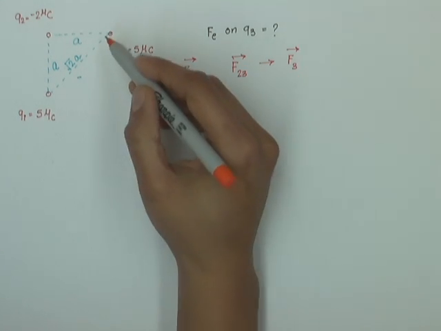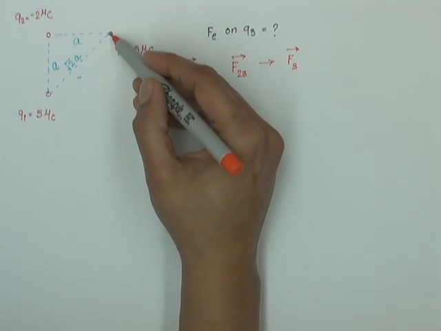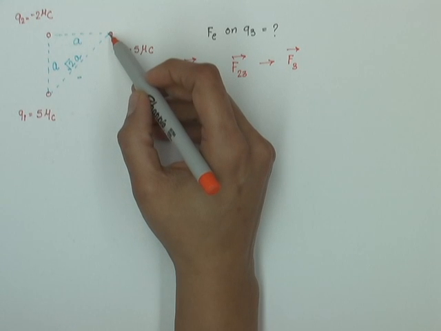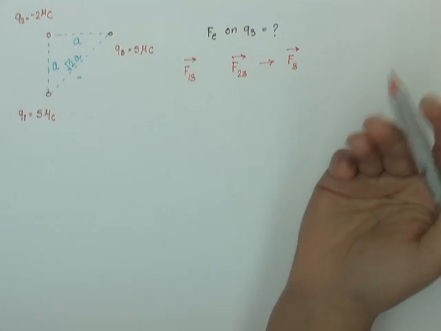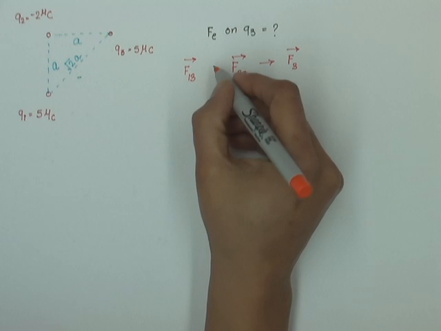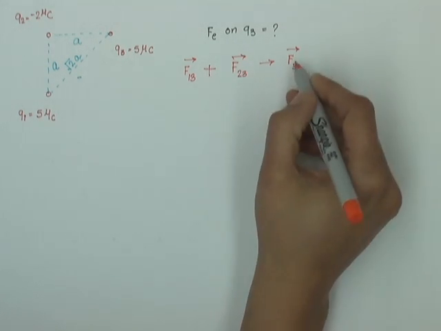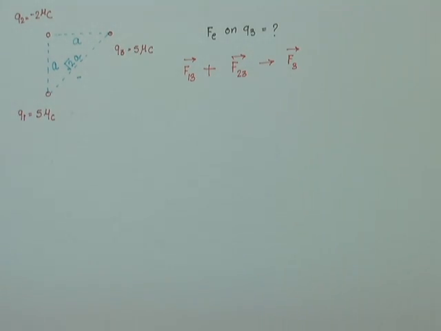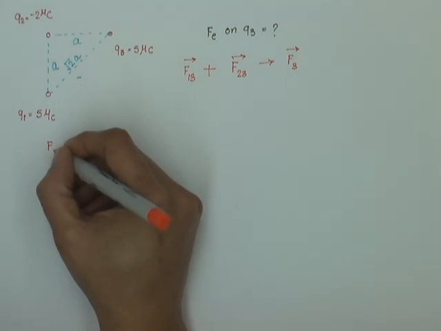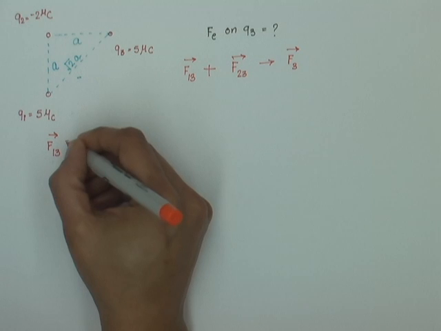Now, if you remember, F13 is going to act at this point, and F23 is also going to act at this point, and so there are two forces acting at a point. Obviously, vector addition of those two forces will give me the resultant force at that point. So let's begin.